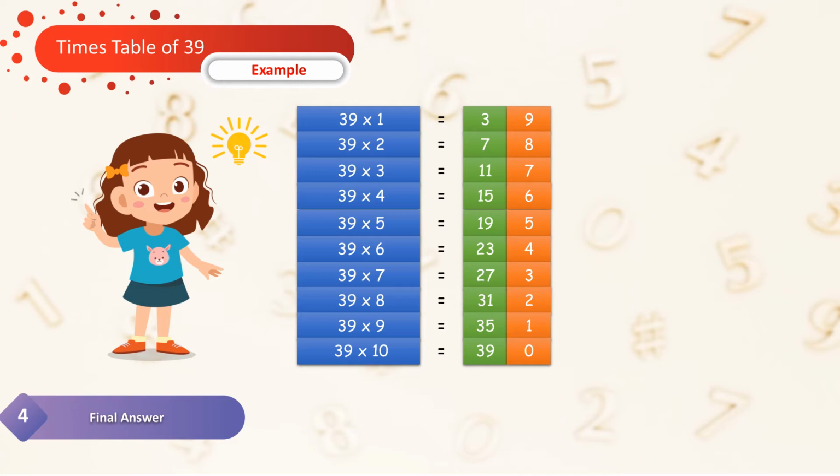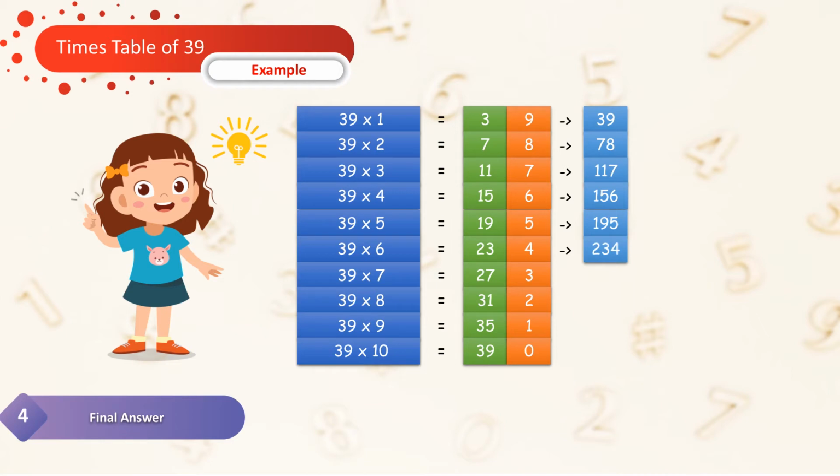Finally, in step 4, all we are doing is we are joining the numbers together to get to the final answer. 39 times 1 as an example, you join 3 and 9 to get 39. For 39 times 2, 7 and 8 join to give 78. 39 times 3 is 117. 39 times 4 is 156. For 39 times 5, it is 195.